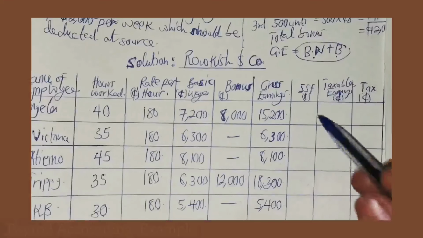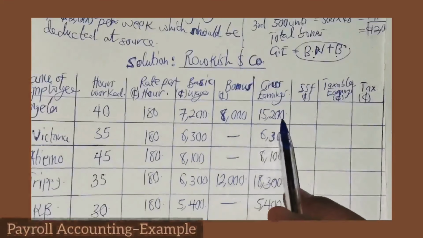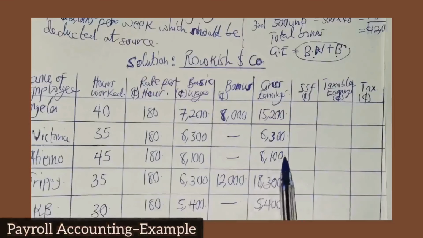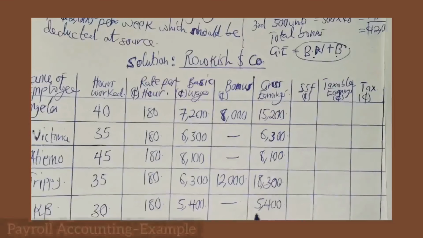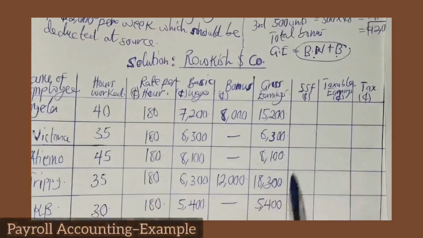So this is what I have after adding their basic wage and then bonus. I have 15,200 for Angela, 6,300 for Victoria, 8,100 for Atiamo, 18,300 for Trippy, then 5,400 for what? KB. That's what I had. So I hope you also had the same thing.